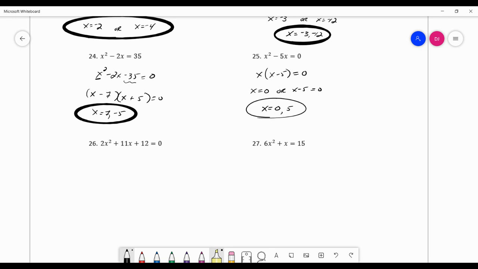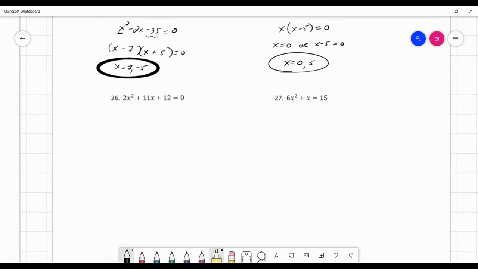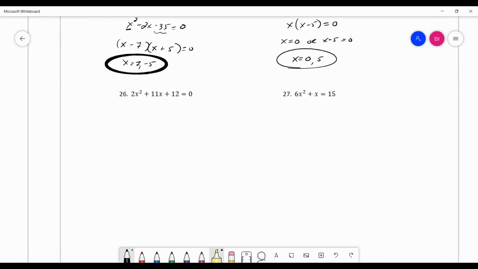Okay. Two more problems left, I think. Yeah. So number 26, right? 2x squared plus 11x plus 12 equals 0. So one of these factors is going to be an x. The other one's going to be a 2x, because x times 2x is equal to 2x squared. Remember what we did before: I'm going to multiply 2 times 12, which is 24, and look for the factors of 24 that add up to 11. They are 3 and 8.